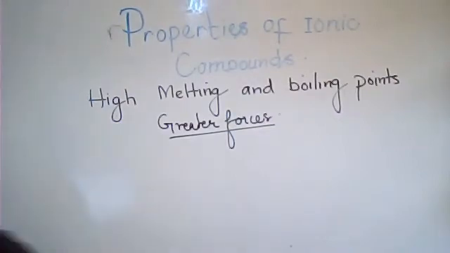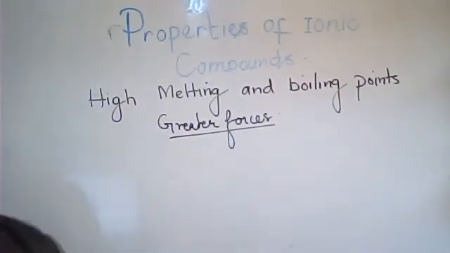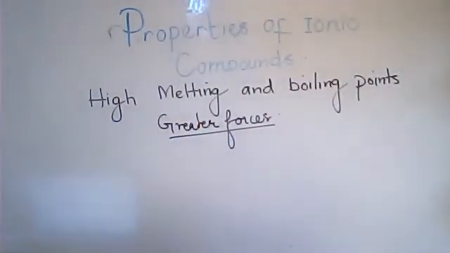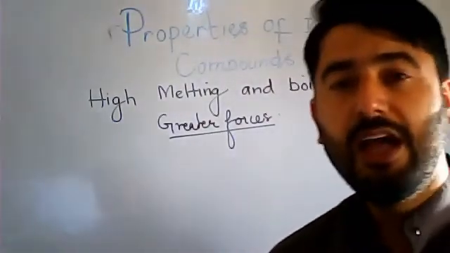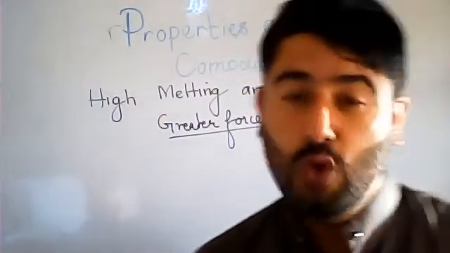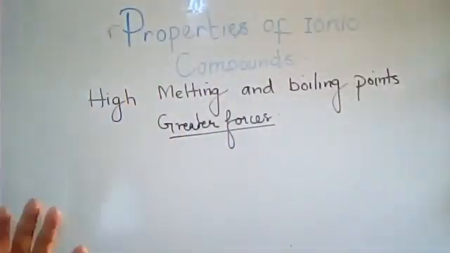Because of greater force between the ions, we need high energy to make them melt or to make them boil. Okay, so we need high energy to make them melt or to make them boil. That's why we say that they are having high melting and boiling points. The reason behind is that they are actually made up of ions, and there is greater force between the ions, and those forces require high energy to break them. And that's why they are having high melting and boiling points. Now we will take another property of these ionic compounds.